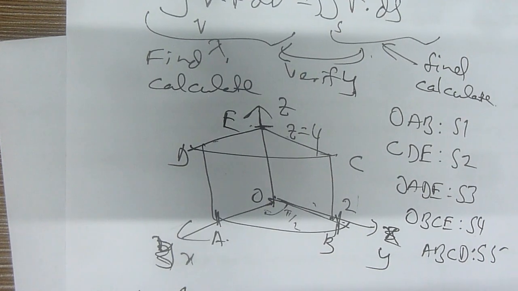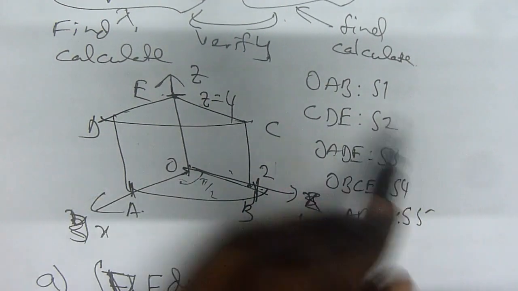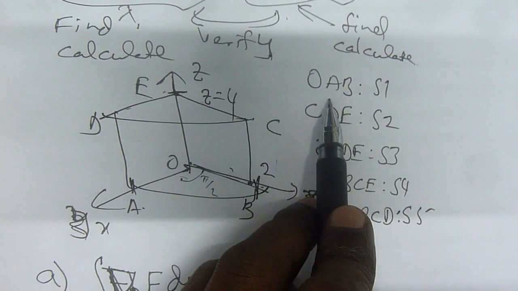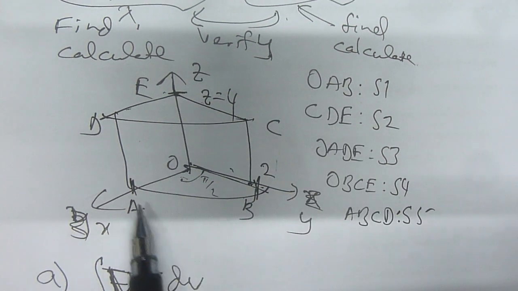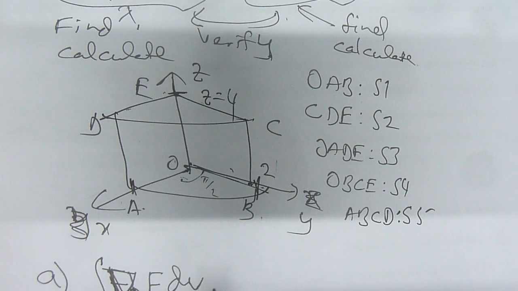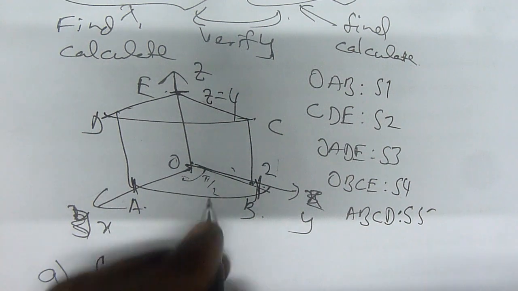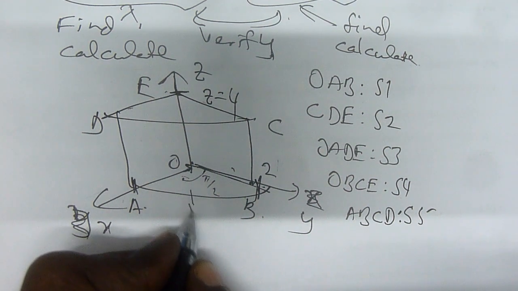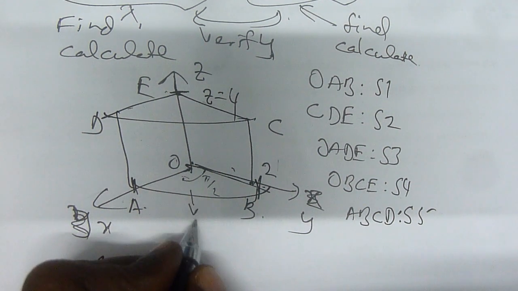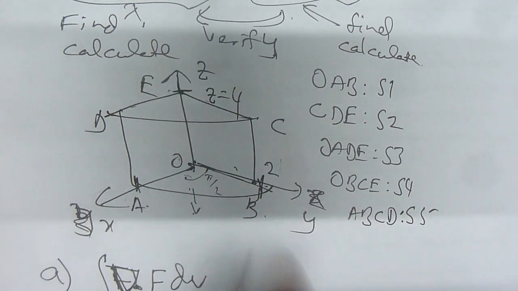Now let me start step by step. First I'm going to calculate step by step every single one of these, but not all. Shall we start with the OAB? Simple question to ask you: for the OAB, can you guess what is the normal pointing of this? The normal points outside, it's negative k. Can you see that? Negative k.